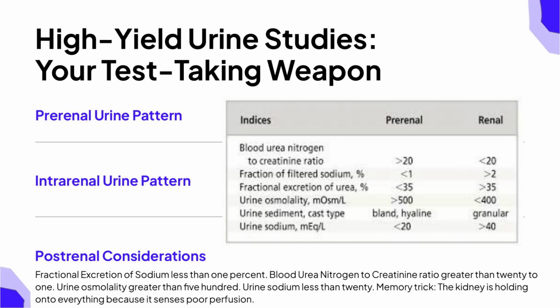For intrarenal causes like acute tubular necrosis, the pattern flips: fractional excretion of sodium greater than 2%, blood urea nitrogen to creatinine ratio less than 15:1, urine osmolality less than 350, and urine sodium greater than 40. The damaged tubules cannot reabsorb sodium. Memorize these patterns. They will directly help you answer questions.